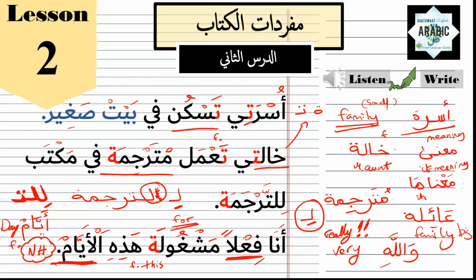So أنا فعلا مشغولة, I'm really busy. مشغولة, busy. أيام, days. فعلا, really, and we have it here. And ترجمة, translation. Then we have مترجم, the person is a translator. There you go. Translator. Okay. جميل. So let's look at the other set of sentences with new vocabulary from lesson 2. مفردات جديدة في جمل جديدة.